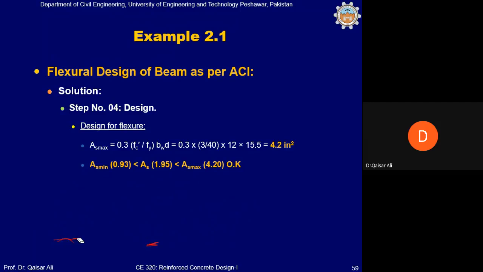Okay, this was regarding As minimum. Now, if As is more than As max, then what should we do? If As comes out to be more than As max, what should we do? Because it is not allowed to use As more than As max. Take As max. Yes? Take the As max as the condition.